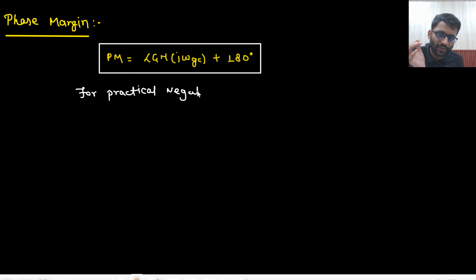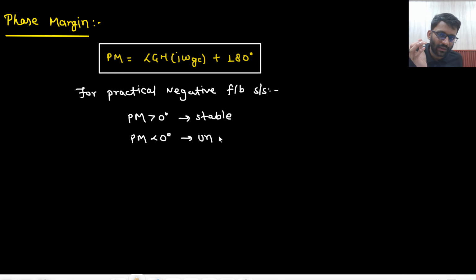So for practical negative feedback systems, if your phase margin is greater than 0 degree, the system is stable, and if your phase margin is less than 0 degree, your system is unstable. And that we have already studied. What does phase margin show? It shows how much margin of the phase you have for stability or instability, right? So these kinds of terms are also used.